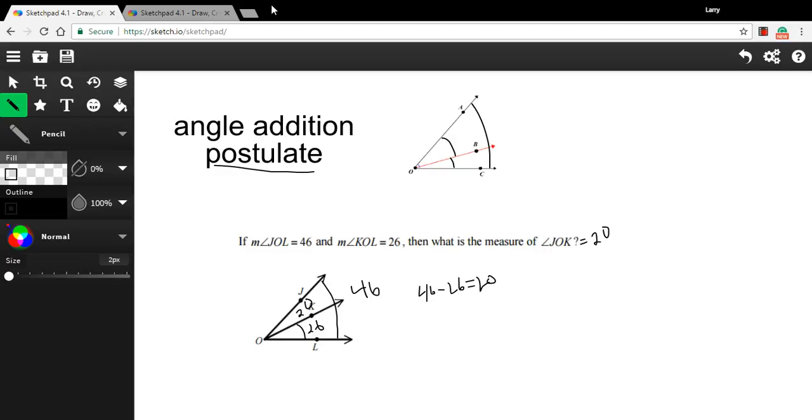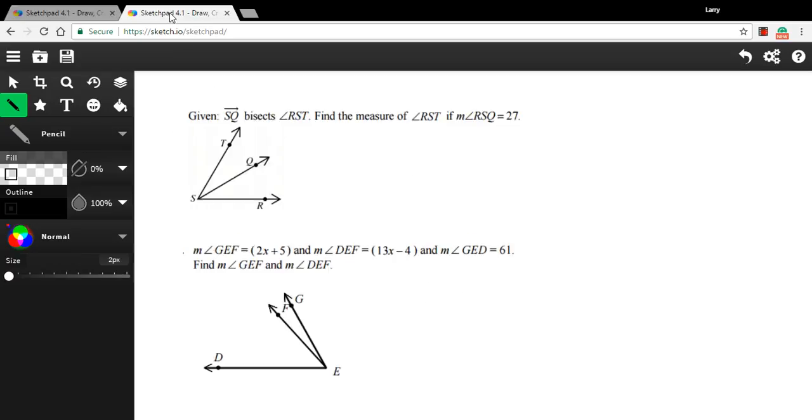They get a little harder. Let's look at a couple others. This next one says, given SQ bisects RST. So let's sort out what these pieces are. RST, so that's the big angle. And SQ is this line in the middle here, and it says it bisects it. Well, bisect means to cut in half. So whatever measure this is, it's going to be the same as the measure of that, okay? So these are equal portions because it's been bisected.